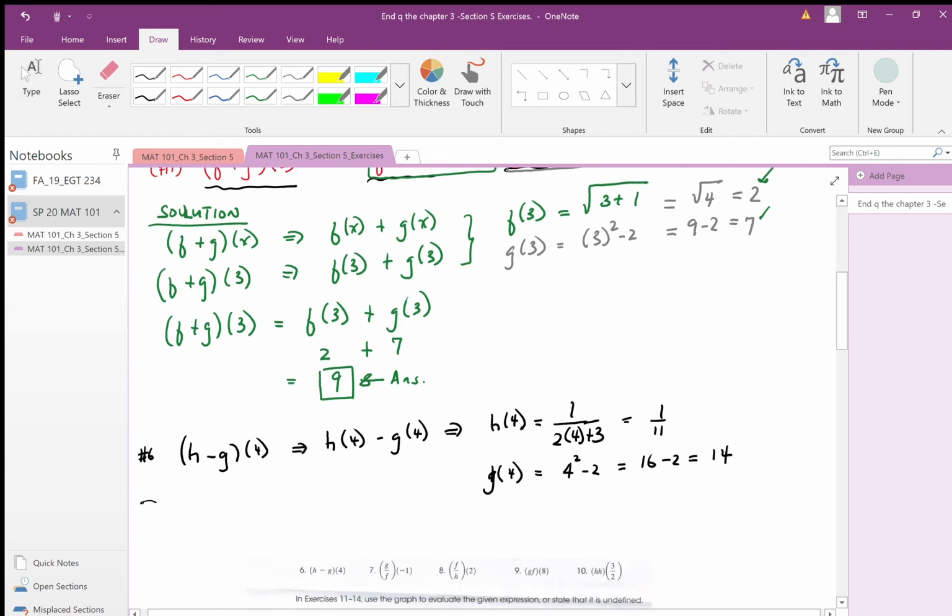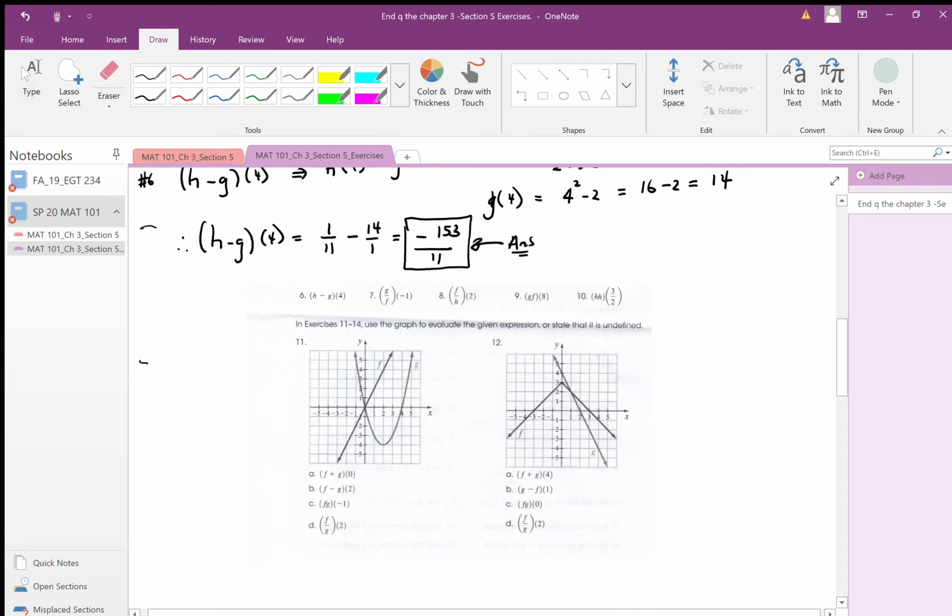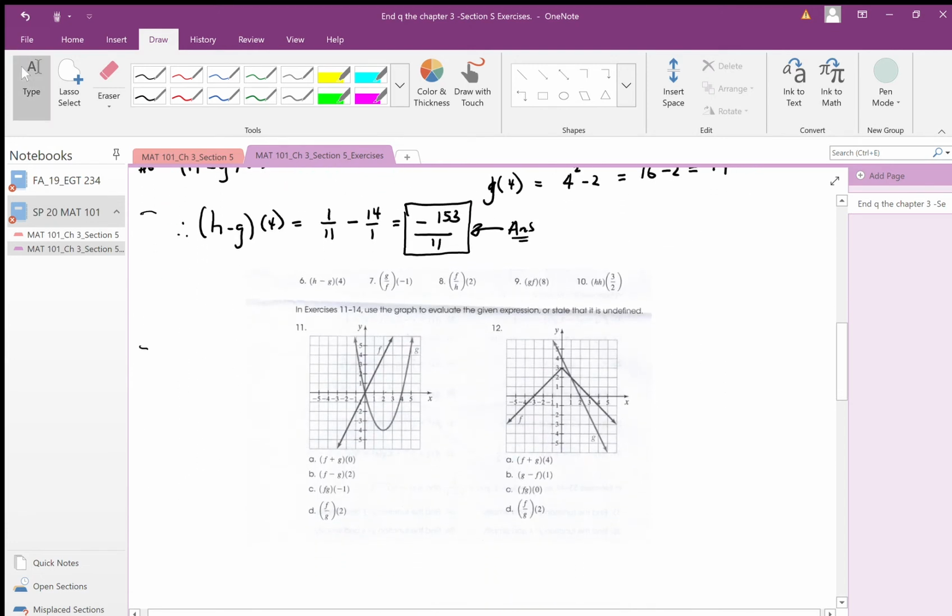So therefore, h minus g of 4 equals 1 over 11 minus 14 over 1, which happens to be negative 153 over 11. And this is my answer here. Okay, so let's move on to number 11. I'm going to do number 11 here.